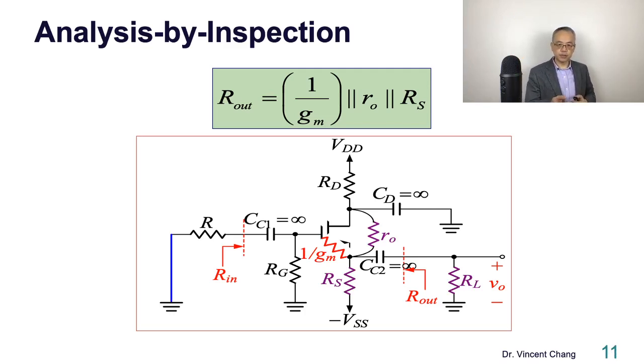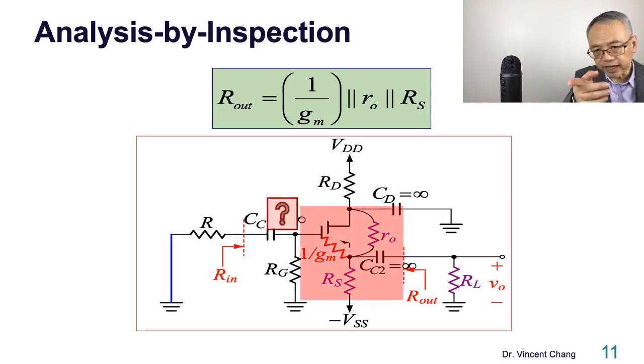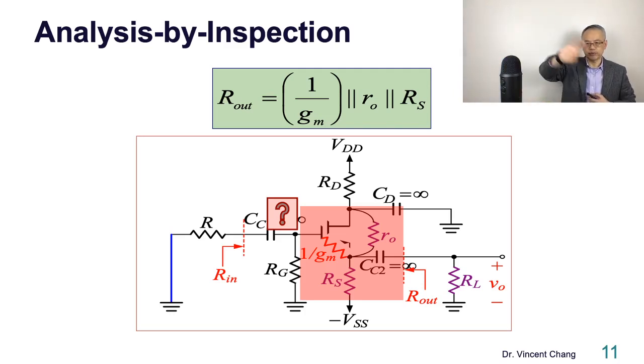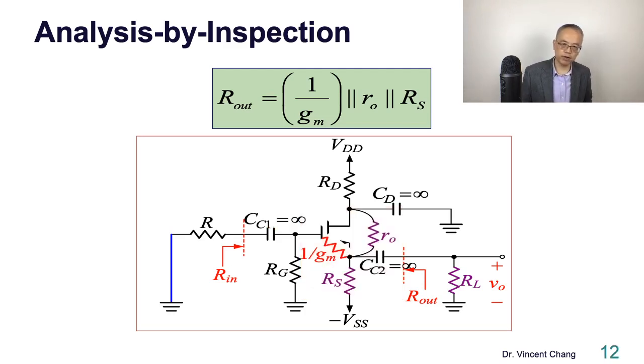But let me ask you, why can the gate be grounded? Because when you take out the external signal source, there's no current flowing around the input loop. So the gate is grounded. When you conduct the output resistance calculation, the gate can be treated as ground. So RS, the first, 1 over gm, the second, and the third is RO. The parallel combination of the three.